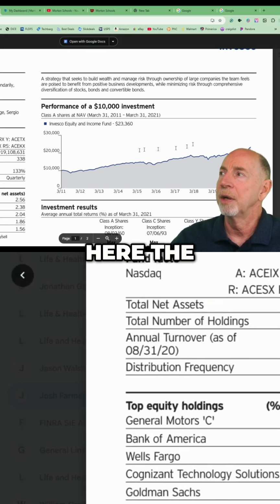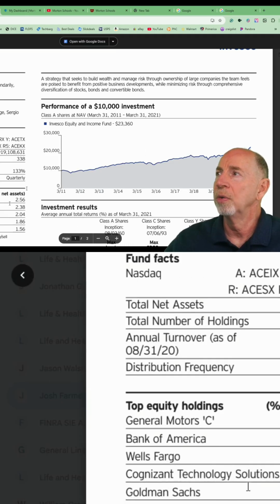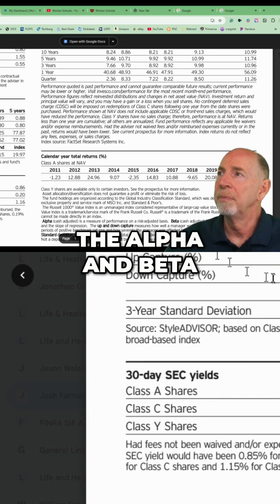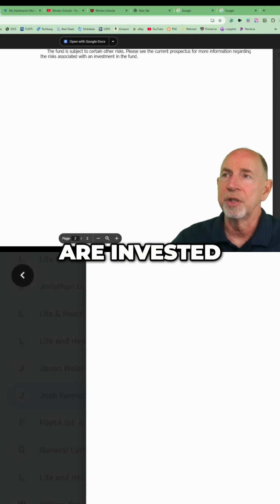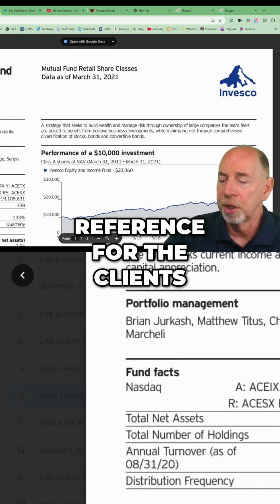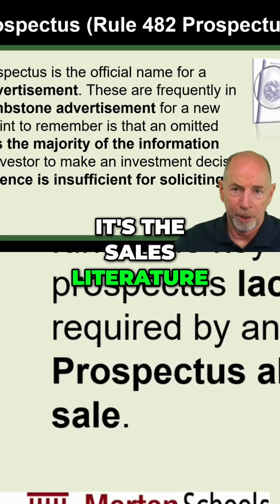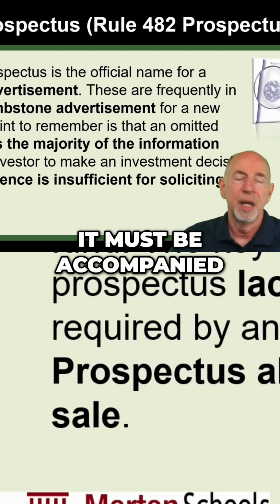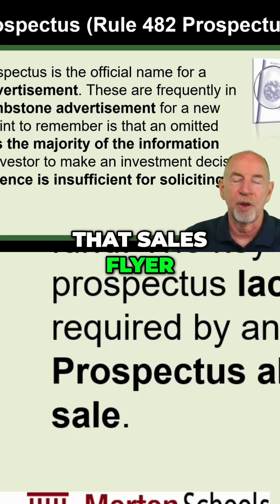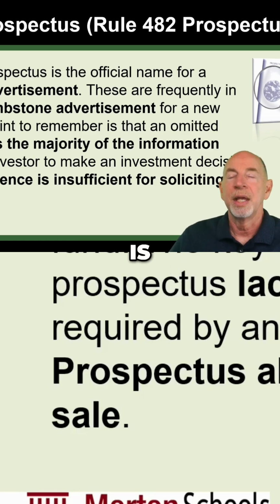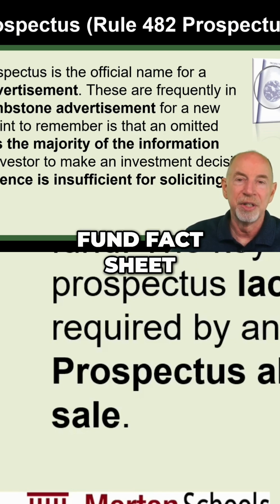But it's going to show here a graph of the performance, the top holdings. It's going to show the alpha and beta. It's going to show the diversification, where all the things are invested. So it's a good reference for the clients, but this is what they mean by the omitting prospectus. It's the sales literature. And it says that it must be accompanied by a prospectus because the omitting prospectus, that sales flyer, we call it the fund fact sheet, it's fund F-U-N-D, not fund F-U-N. It's fund F-U-N-D, fund fact sheet.